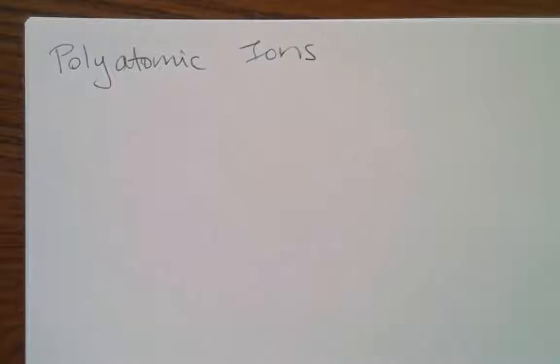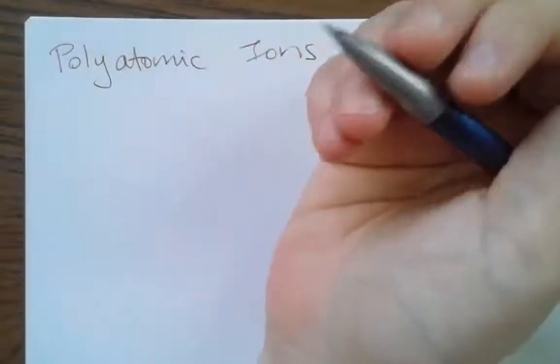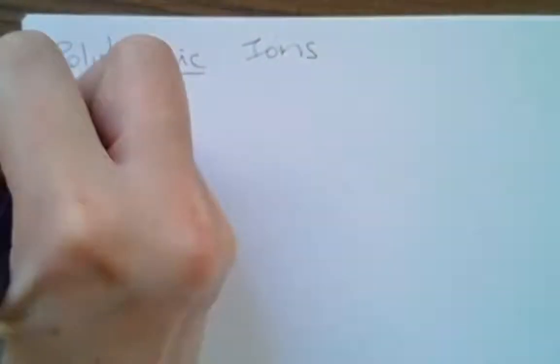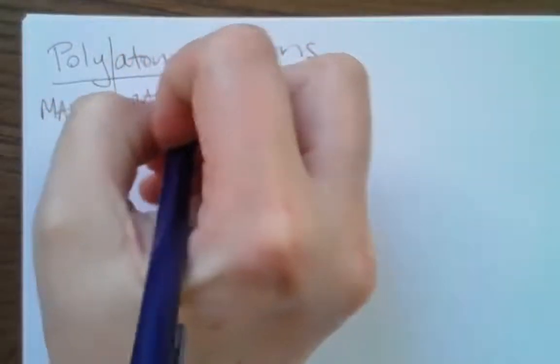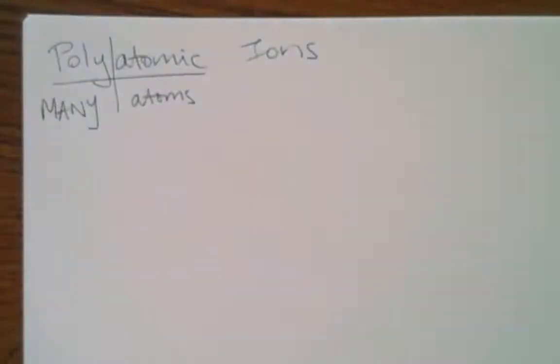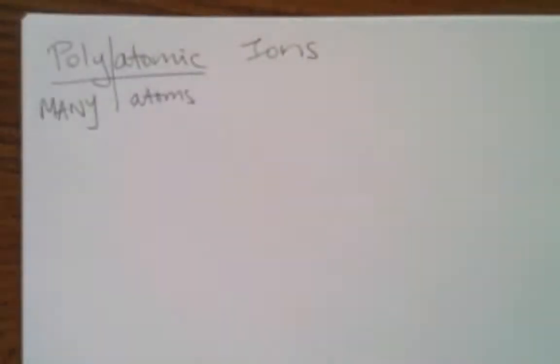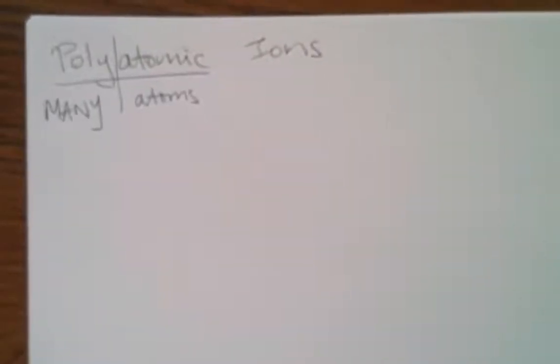In the name here, polyatomic ions, here's your first clue that things are getting funky, because here we're going to have many atoms. These will be ions where many atoms form a group.